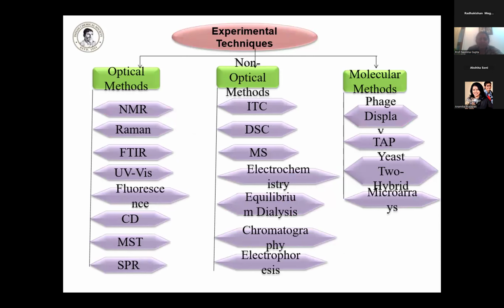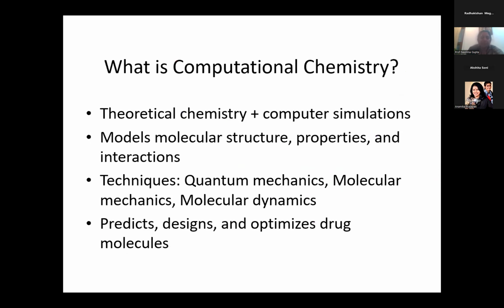Experimental techniques under these three categories, the optical methods, non-optical methods, and the molecular methods, may be further categorized into different types. A variety of experimental techniques are available. Spectroscopic techniques, which we put in a group as optical methods, may be NMR, Raman spectroscopy, FTIR, UV-visible, fluorescence, circular dichroism, and the other techniques. Similarly, the non-optical methods are also available. A variety of methods are available, and the molecular methods. So not going into detail on these experimental techniques, we come back to computational chemistry.